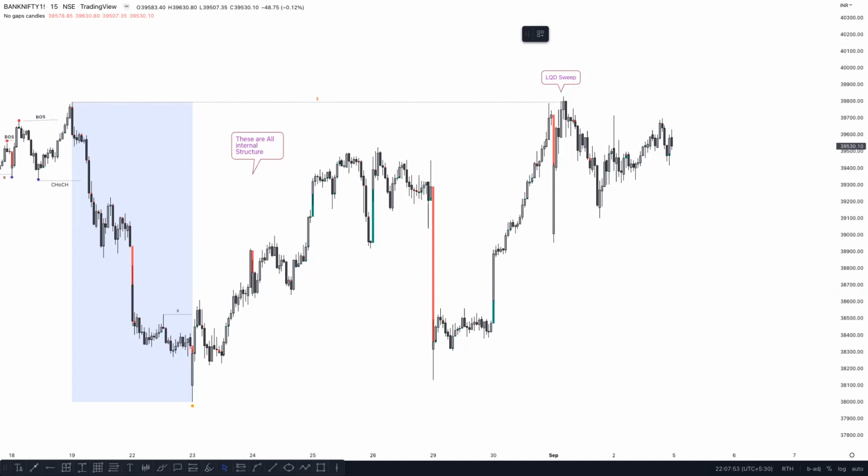Can you show me on the chart section? I have shared it in the Discord server community chat. Okay, wait, let me check.